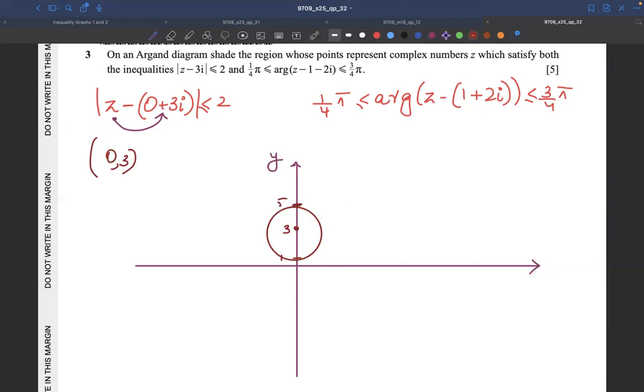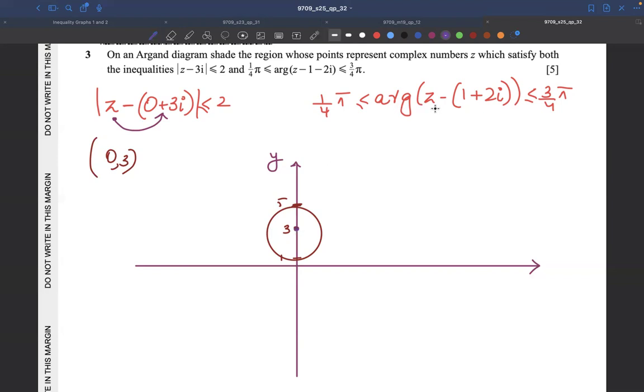Now, once we have done this, this actually also means that z is anywhere on the circumference or within the circle. Less than or equal to 2 means from this point, z is anywhere within the circle.